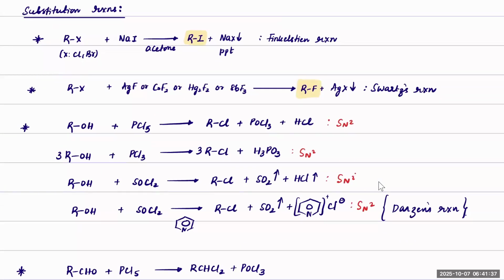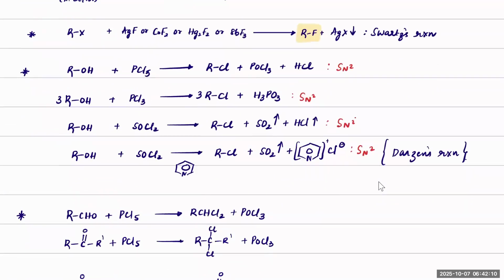RX, when you react with NaI, I minus can attack here, X minus will leave, that will make it RI. This is called Finkelstein reaction. The reaction is driven because of NaX precipitate formation. So NaCl and NaBr both will be precipitates in acetone. Any alkyl halide, if you react with AgF, CoF2, HgF2 or SbF3, they all will convert into alkyl fluoride. And this reaction is called Swarts reaction. Here, AgCl, AgBr, AgI will become precipitates.